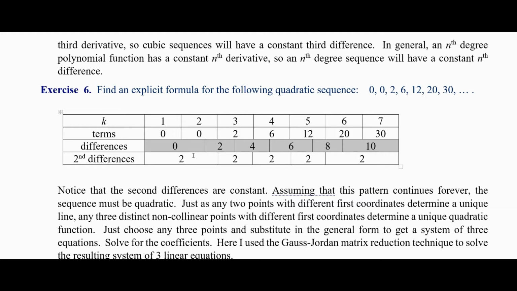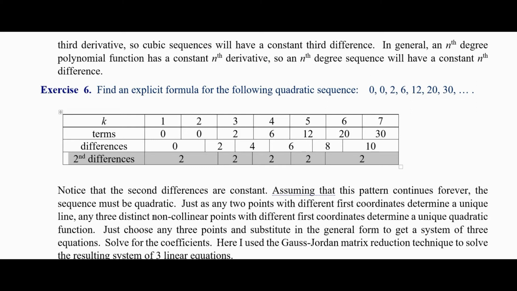But when we do the difference of the differences, 2 minus 0 is 2, 4 minus 2 is 2, 6 minus 4 is 2, and then we get 2's for the last two as well. The second differences, the difference of the differences, is actually constant. This indicates a quadratic sequence or second degree polynomial. Now, assuming this pattern continues forever, the sequence must be quadratic.